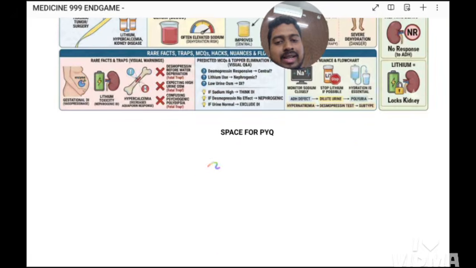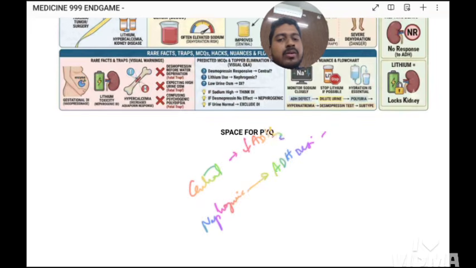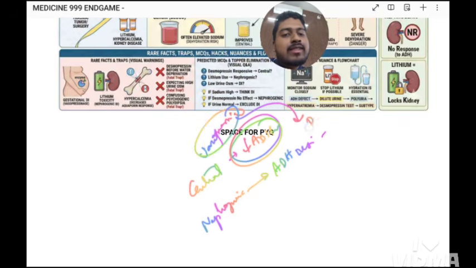Now, to differentiate between central and nephrogenic diabetes insipidus: in nephrogenic, I told you that there is ADH resistance at the level of the receptors. In central, there is decreased ADH. So what to do? You give an analog of ADH. Vasopressin is the other name for ADH, and the analog of vasopressin is desmopressin. So you give intranasal or IM desmopressin. Now this desmopressin will act like ADH.